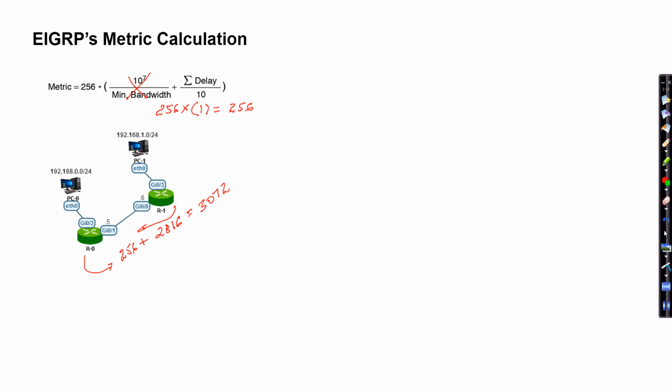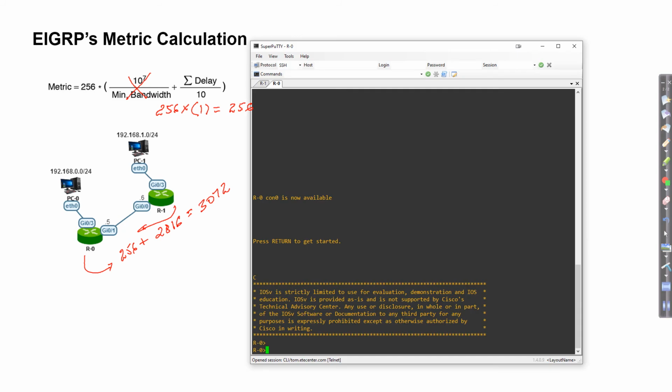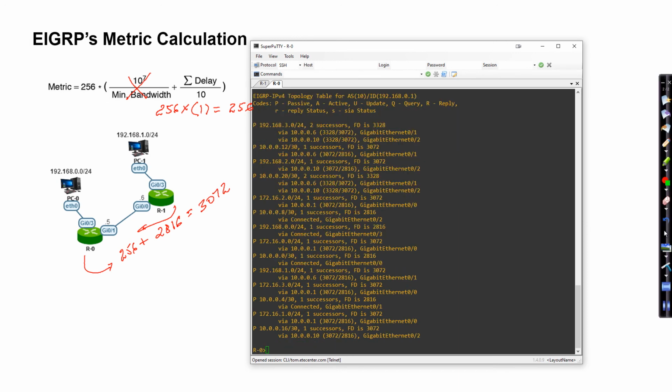So let's log into router 0 to verify that number. Here in router 0, show ip eigrp topology. The highlight is the output from router 0 for 192.168.1.0, where it had one successor and the feasible distance is 3072 via 10.0.0.6, which is router 1. The number in the back is the advertised distance from router 1, where the number in front is the feasible distance.